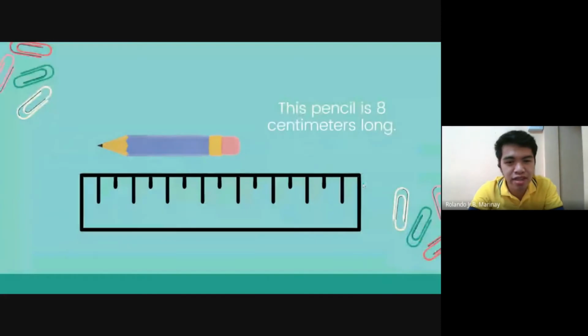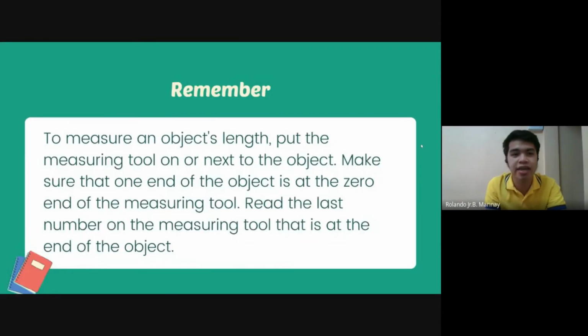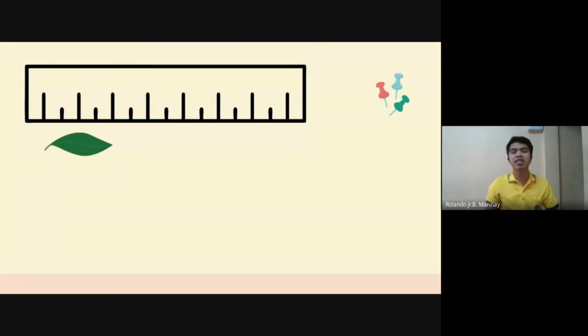I'm going to go back to the example here. This is the tip of the object. It is at the 0, and the end of the pencil is in this part. So we're going to read what number is in this part. Here the number is 8, so 8 centimeters long. Understand? So here, can you try it, kids?